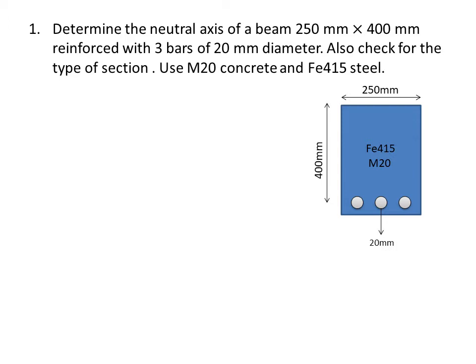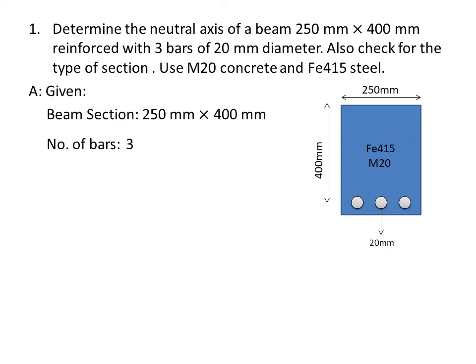So I drew a rectangle. In the middle I've written Fe 415 and M20. That is, M20 is the concrete used and Fe 415 is the type of steel used, with 250 mm width and 400 mm depth. The effective depth is measured up to the center of reinforcement, that is where the bar is placed. Otherwise, if you take the whole rectangle depth, that is the overall depth. Here the effective depth is what we need to find the neutral axis.